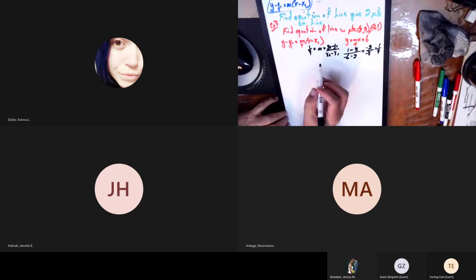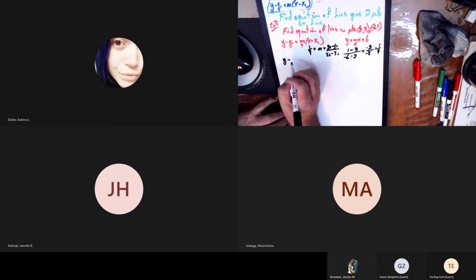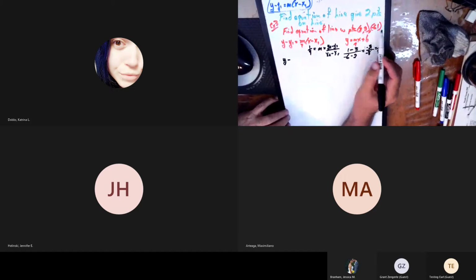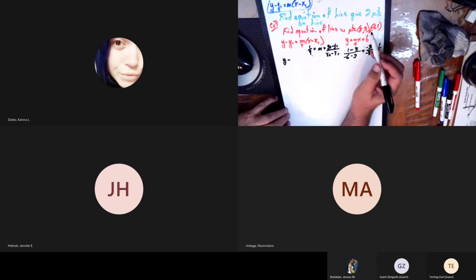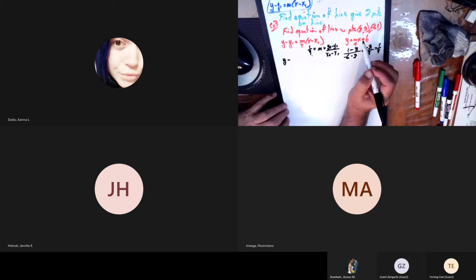Point slope form says y minus y1. Now, it doesn't matter which point you choose. You can choose either one of these points, but now we're really doing the last equation. If you have a slope and a point, what do you do? Well, now I have a slope, 1/4, and I have a point, either one of these two. I'm going to go ahead and use the first one. It's not going to matter. We're going to get the same equation, whichever point we use.